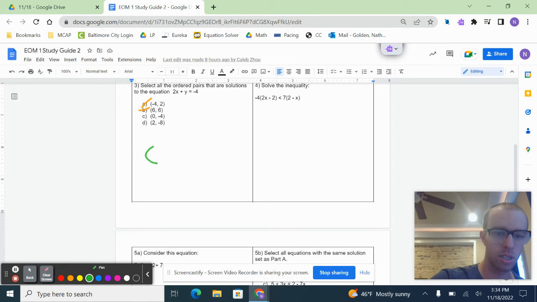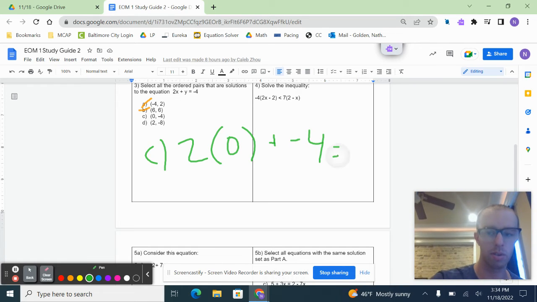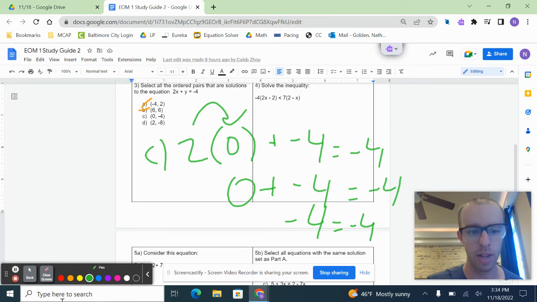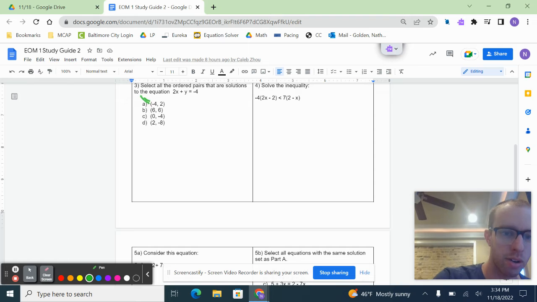C. Okay, so 2 times 0 plus negative 4 equals negative 4. 2 times 0, that's just 0. Plus negative 4 equals negative 4. 0 plus negative 4 is negative 4. So negative 4 does equal negative 4 here. So I know C is correct because this is true, right? Negative 4 is negative 4. They're the same thing. That's a true equation. So I know A is not, B is not, C, yes.